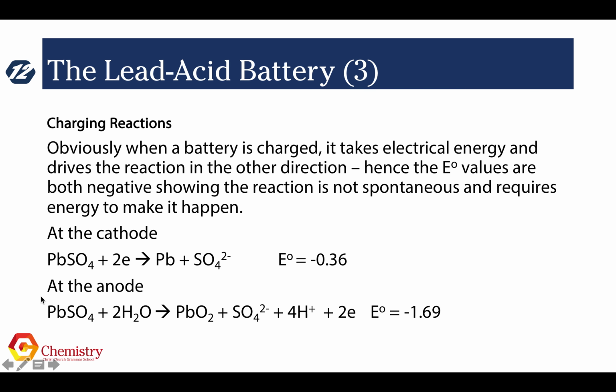And then at the anode, you can see this reaction, the lead sulfate with water, is making lead oxide, the sulfate ion, some H plus and 2 electrons, and that's 1.69. It's the third from the top. Negative 1.69, I should say. Okay, so that's the lead acid battery.